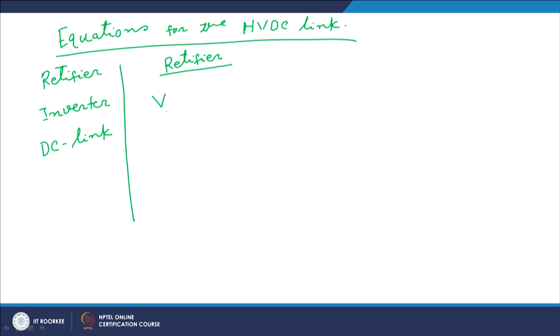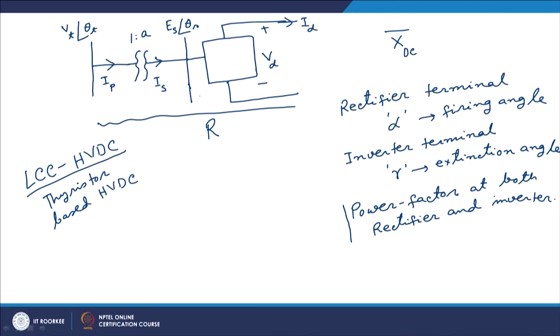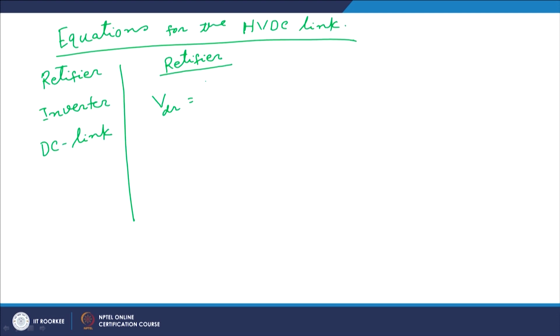VDR. VDR is nothing but the DC voltage at the rectifier side. For example, here in this diagram, if this is a rectifier, then this Vd is nothing but VDR. So, VDR is given by 3 root 2 by pi NR AR ETR cos phi r. It is called VDOR cos phi r. Now, what are these quantities?